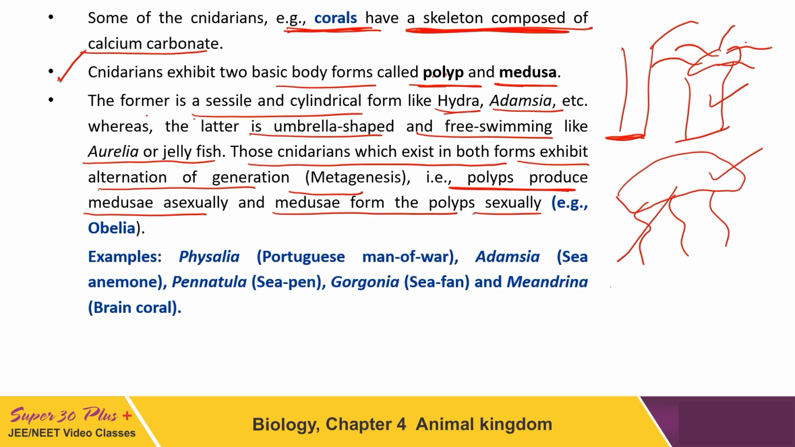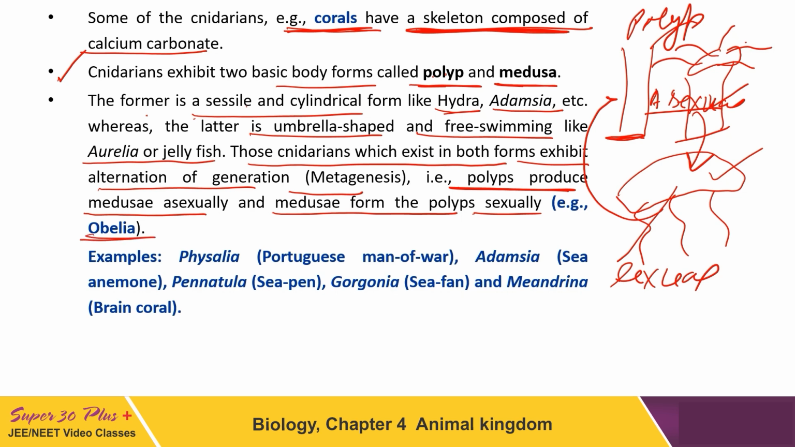The medusa will do sexual reproduction. As a result of sexual reproduction, the polyp will be formed, and the polyp will do asexual reproduction. As a result of this asexual reproduction, the medusa will be formed. Is it clear? Some of the examples we have are very interesting, and this example shows alternation of generation.